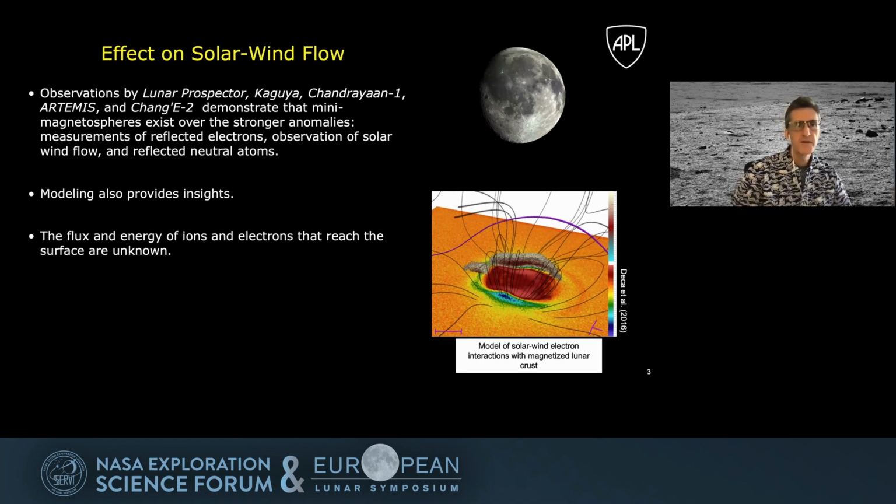Observations from a number of spacecraft have shown that standoff regions or mini magnetospheres exist over the stronger anomalies. Modeling has also provided insight. There's an example shown there on the right. But the flux and energy of the ions and electrons that actually reach the surface are unknown.